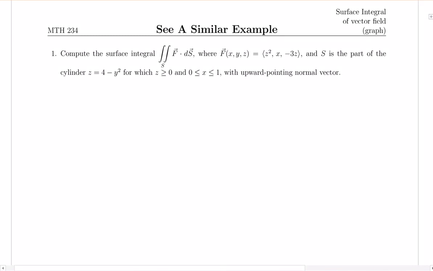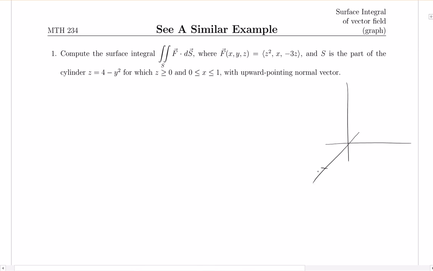In this video, we will compute the surface integral of a vector field over a surface which is given as a graph. So here the surface is part of the parabolic cylinder z is 4 minus y squared, which sits above the xy plane and is in between x equals 0 and x equals 1.